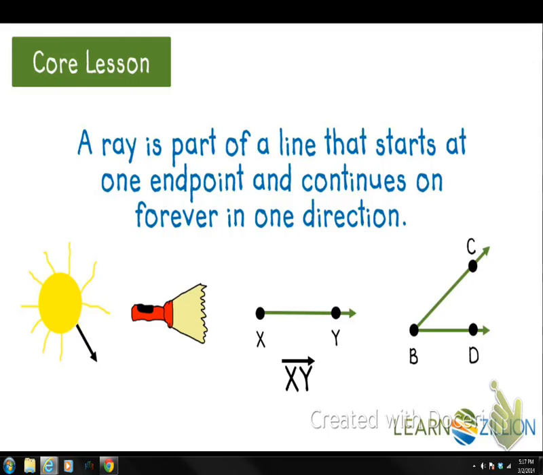Take a look at this figure. That ray we would call BC. This ray we would call BD.